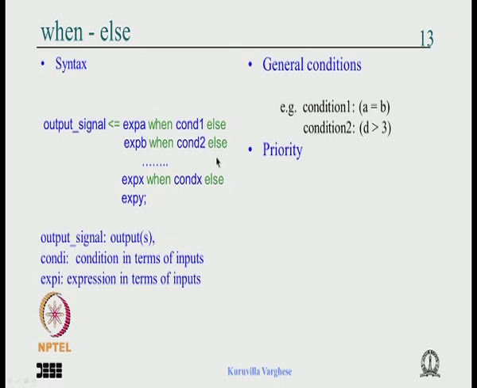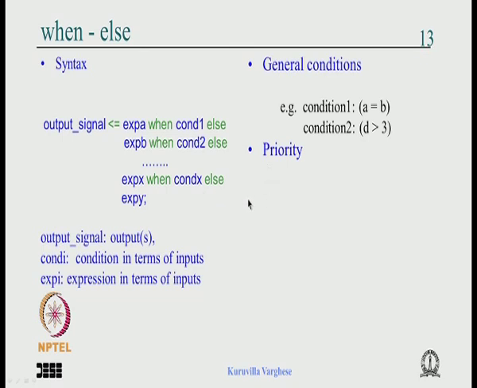That means you say A is not equal to B and D is less than or equal to 3, then maybe the output is expression 3 and some other condition, okay. So as you go down, the not of all the previous conditions is coming into the picture. So it brings in priority. First thing to note is that there is a priority.